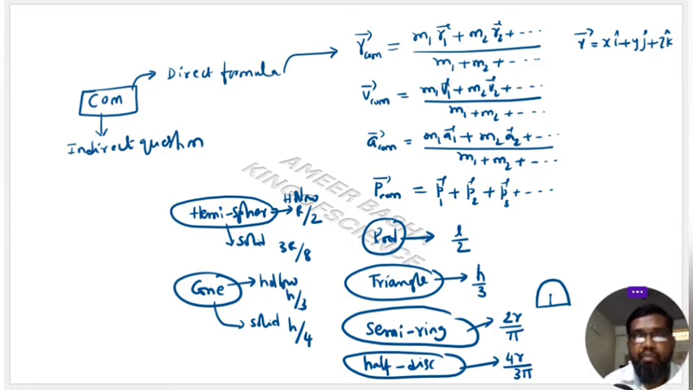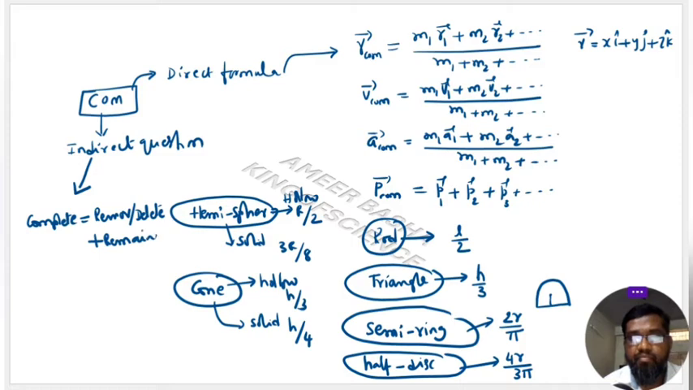So what will be the indirect type of questions framed here? Indirect questions in the sense, for example, there will be a complete part. From the complete part, they will remove or delete some part and ask where the center of mass is located for the remaining part. For example, from a big disk, a small disk is removed. From a big triangle, a small circle is removed, whatever it may be. So the idea is that the complete part is equal to the deleted part plus the remaining part.